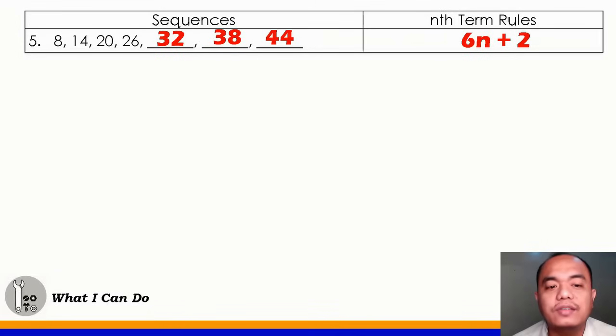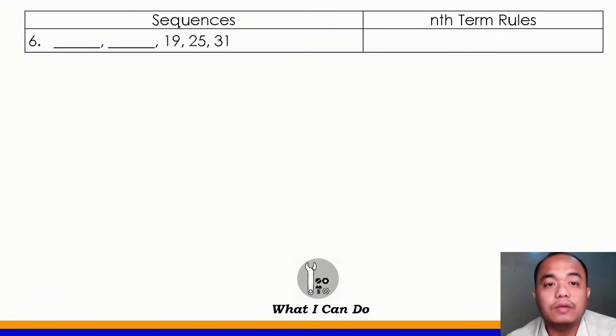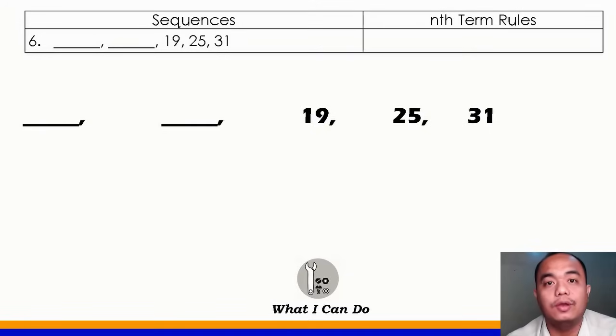That's the final answer for number 5. Okay, let's have number 6. Kung napapansin ninyo, ang unang dalawang terms ang nawawala sa sequence. So, kahit ganito ang ating problem, we will still follow the same procedure. So, we have the third term here, the fourth term is 25, and the fifth term here is 31.